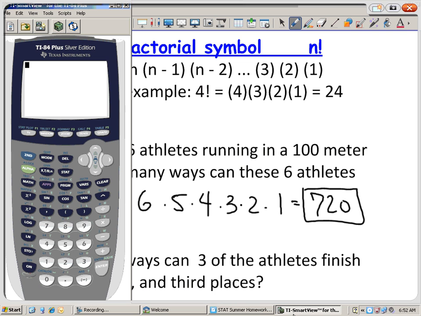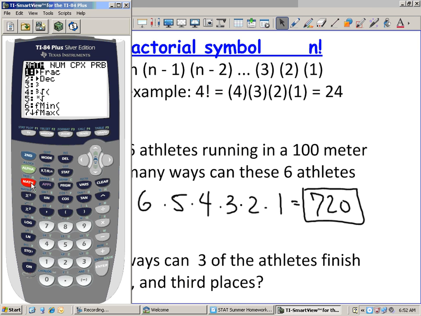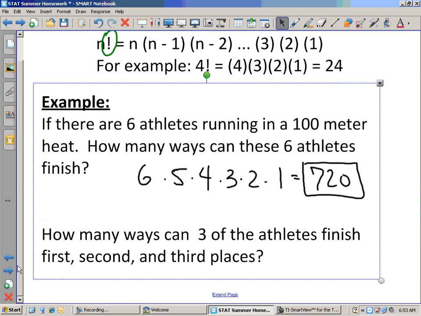So here's a calculator. If you could ever click math, and I usually just use the left arrow to go back to this probability option. Number 4 is a factorial button. Okay, that can be used. So if I wanted to, I could do 6, math, left, 4, enter. 720.